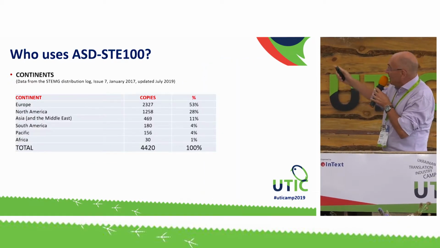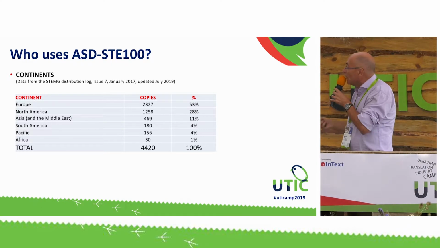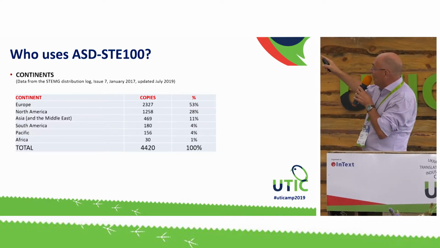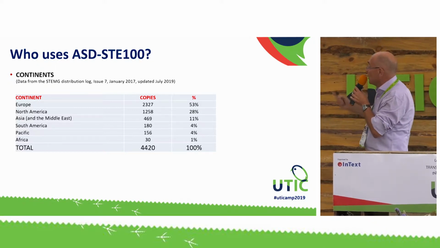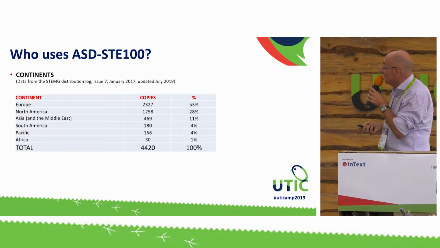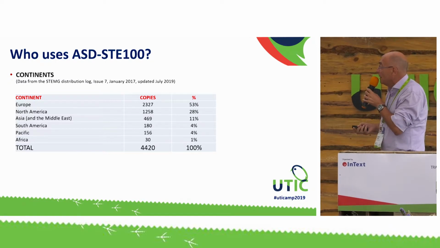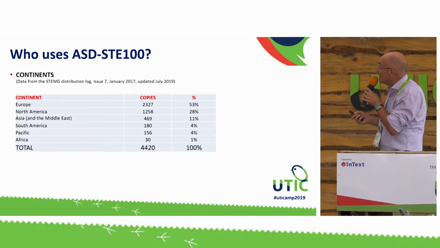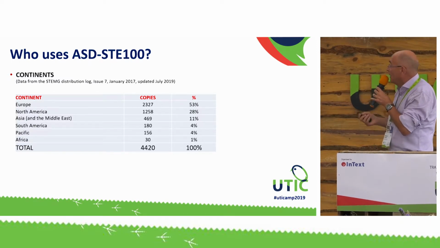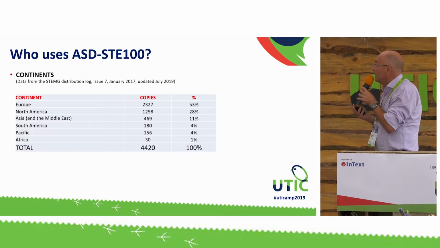And then, always from the log, you can see the distribution within the continents. So you can see Europe has 53%, North America 28%, Asia, including the Middle East, 11%, South America 4%, Pacific area 4%, and Africa 1%.